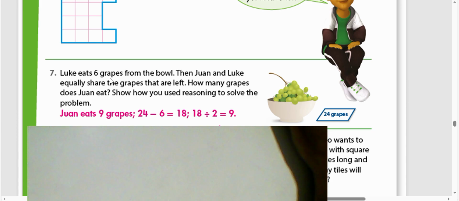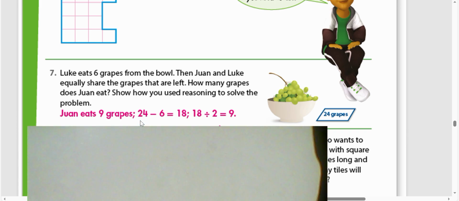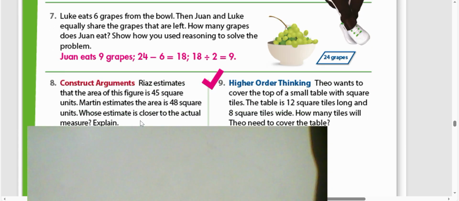Look, Loki eats 6 grapes from the bowl. We can write 24 subtract 6 equals 18 first. Then the remainder is divided between 2 persons. John and Loki equally share, so we can divide it together. 18 divided by 2 equals 9. John eats 9 grapes. Find the difference first and then divide the answer by 2.